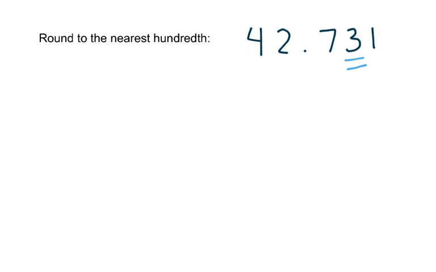And the way we decide is by looking one space to the right of where we need to round. If the number in this space is 5 or higher, we round up. If the number in that spot is 4 or lower, we round down. In this particular case, we've got a 1 in that spot, so we're going to round down, and rounded to the nearest hundredth, we're going to have 42.73.